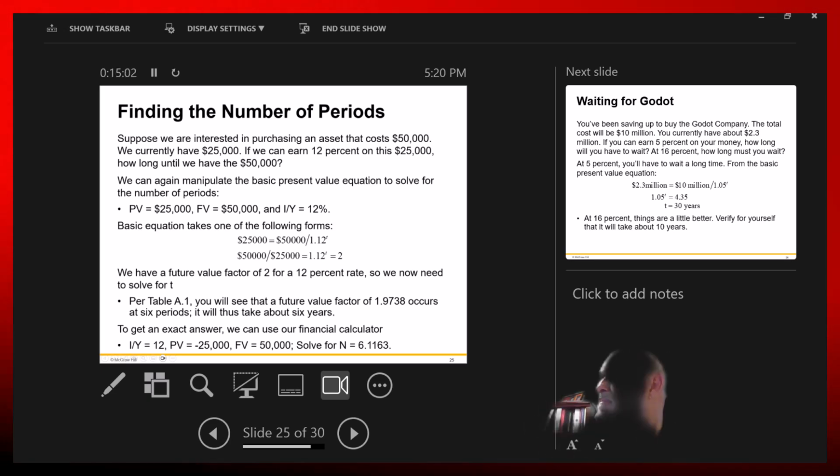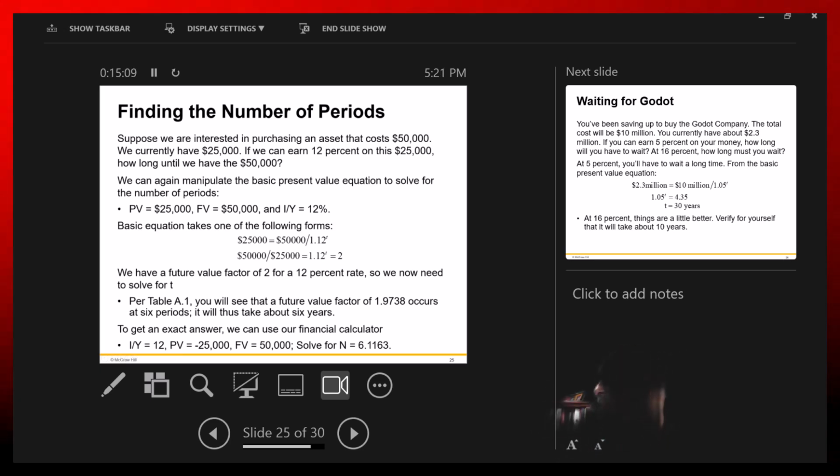So we need to solve for T. For the table in A1, you see that a future value factor of 1.9738 occurs at 6 periods. It will thus take us about 6 years.